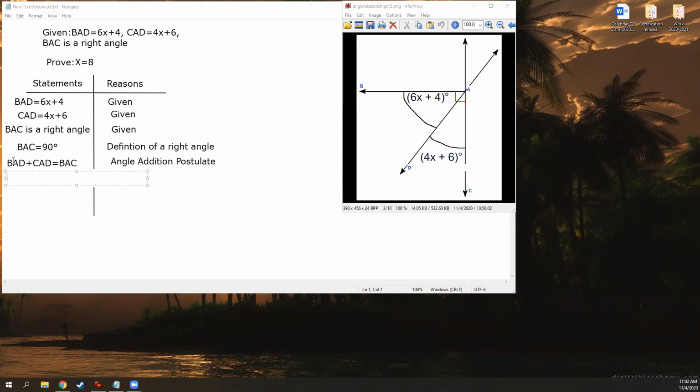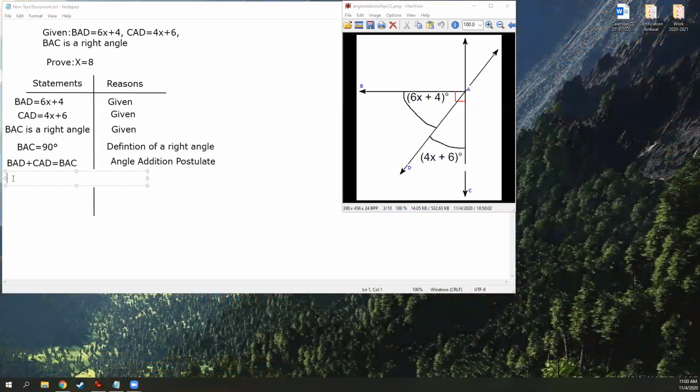We actually know values for all of these, don't we? We have BAD is equal to this, 6x plus 4. CAD equals this equation, and BAC equals 90. Well, anytime two things are equal, they can be used in each other's place. They can be substituted. So I'm going to create my equation now. BAD is going to be turned into or substituted. It's going to become 6x plus 4.